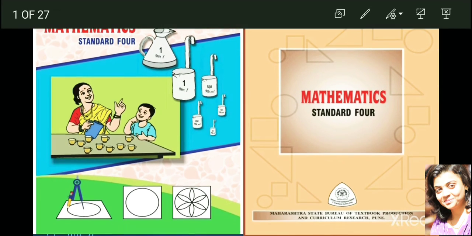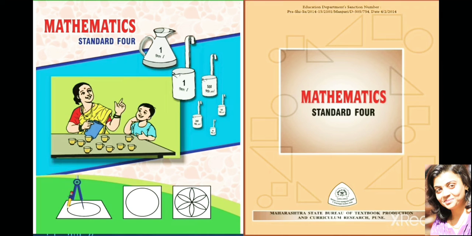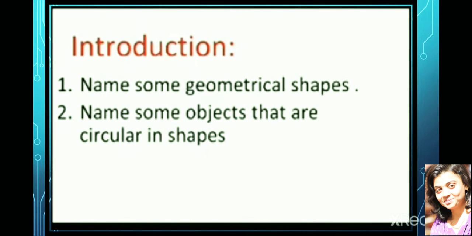Today we are going to start our math session. But before we start our session, I would like to ask you some questions. Are you ready for it? Okay. Name some geometrical shapes. Yes, that's right. Circle, square, rectangle and triangle. Now name some objects that are circular in shape. Yes, it can be ball, clock, pizza, button and so on.